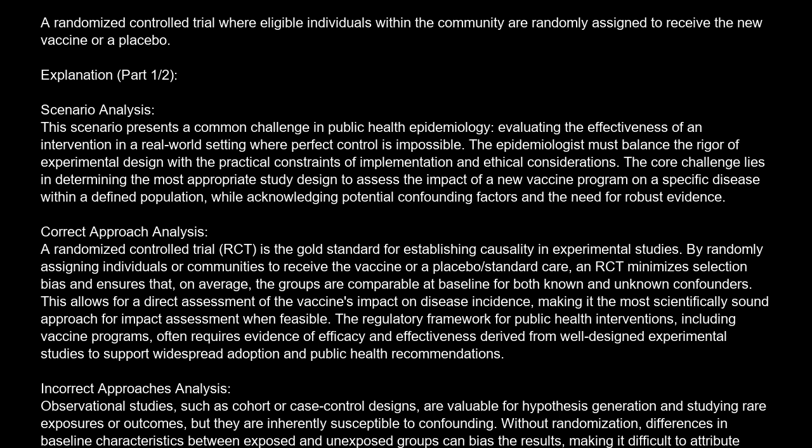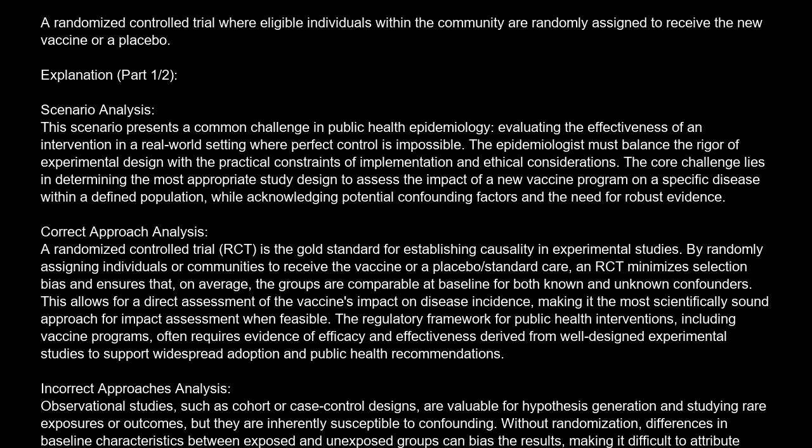Correct approach analysis. A randomized controlled trial, RCT, is the gold standard for establishing causality in experimental studies. By randomly assigning individuals or communities to receive the vaccine or a placebo/standard care, an RCT minimizes selection bias and ensures that, on average, the groups are comparable at baseline for both known and unknown confounders. This allows for a direct assessment of the vaccine's impact on disease incidence, making it the most scientifically sound approach for impact assessment when feasible.